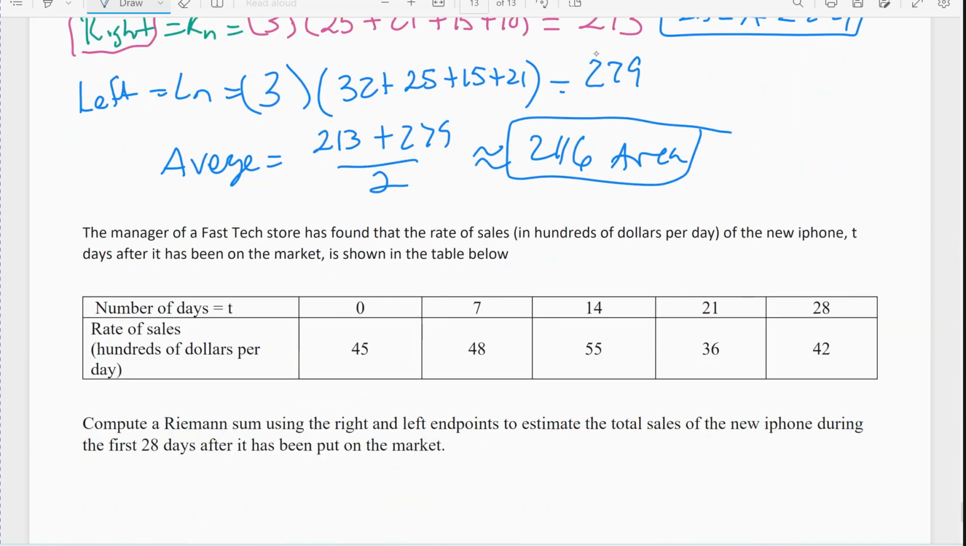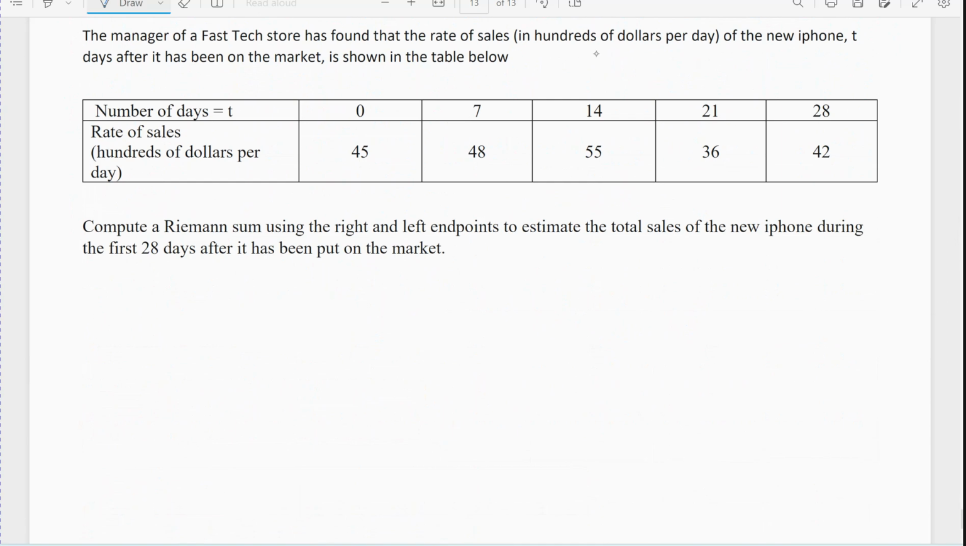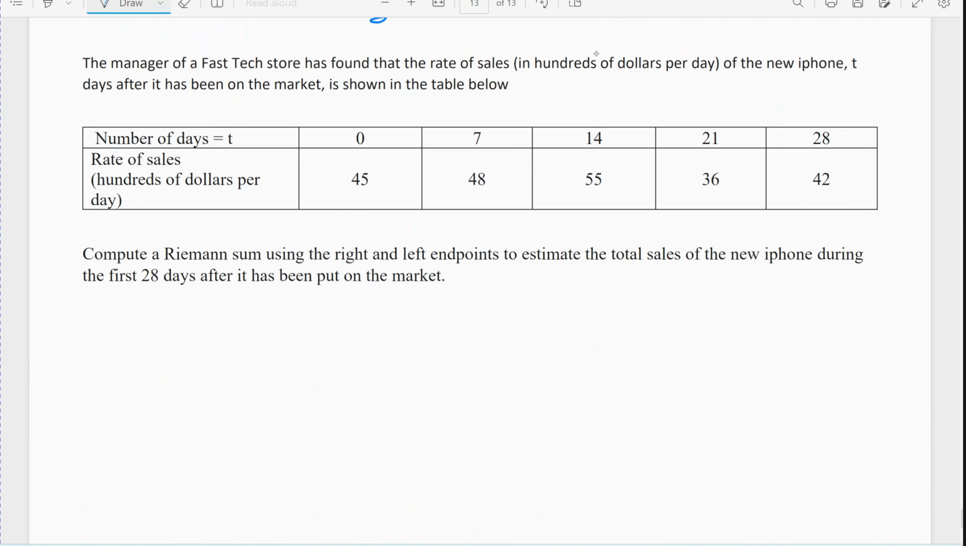All right, the last example. This is one that actually shows up on a final exam. This is a question I pulled from an old final. So again, it's a table example. We're given rate of sales, and I have to remember it's in hundreds of dollars. So my final answer should include the hundreds of dollars.